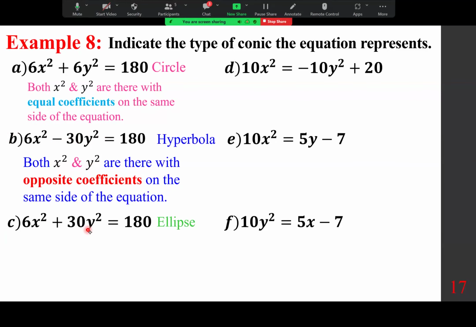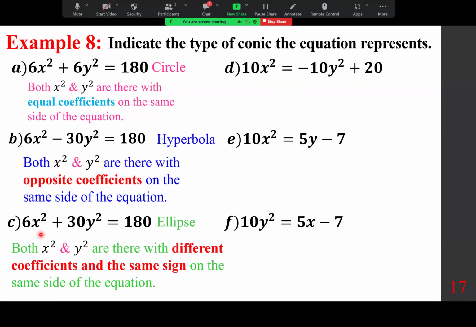This is an ellipse. How do we know that? Again, we have x squared and y squared, with different coefficients and the same sign on the same side of the equation. So notice when you look at the equations, they have the same sign, but they're different. If they have the same sign and they're identical, it becomes a circle. If they have opposite signs, it becomes a hyperbola.